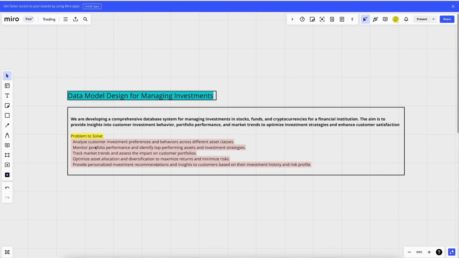The first one is to analyze customer investment preferences and behaviors across different asset classes. So they are mentioning different asset classes, and the different asset classes are stocks, funds, and cryptocurrencies. While going through this business use case and the problems they provided us to solve, we should be able to identify what dimension tables we should create here and what will be under fact tables.